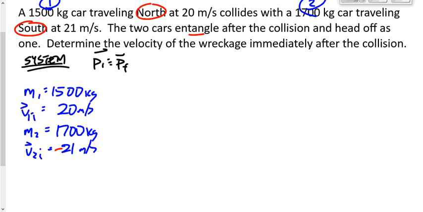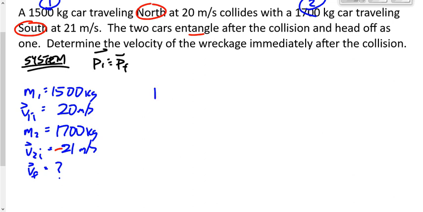And they head off as one, so we've got nothing else. What am I looking for? Let's call it Vf. I'm not going to bother calling it V1f or V2f because they're together. The two cars are one. They've embraced, so now they are one.